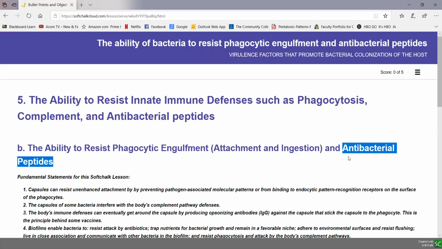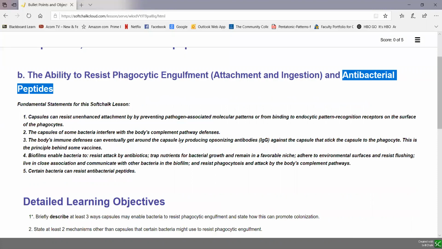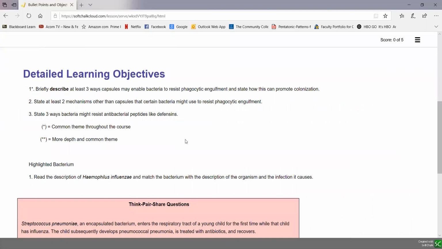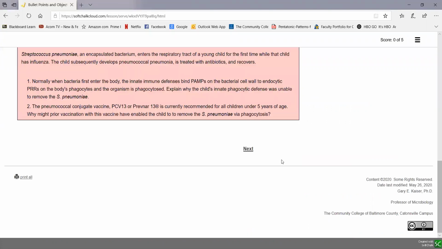And remember, we talked about the steps in phagocytosis as well as the complement pathways and antibacterial peptides in the previous SoftChalk lesson. So once again, as always, look at your fundamental statements and bullet points and make sure you answer your detailed learning objectives and learn them for the Unit 3 exam.